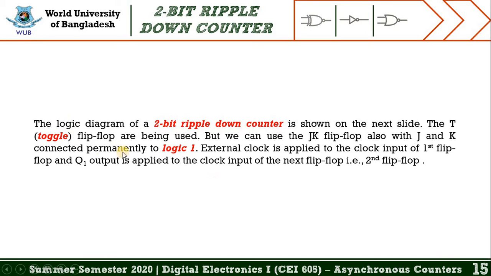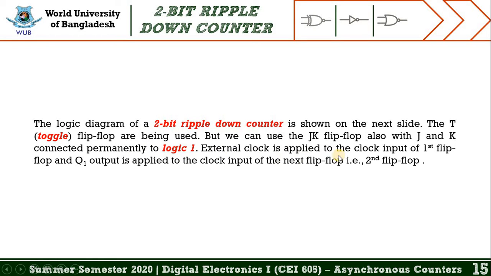Well, this slide represents the 2-bit ripple down counter. The logic diagram of a 2-bit ripple down counter is shown on the next slide. The T flip-flop, which is also known as toggle flip-flop, is being used for the design purpose. But we can use the JK flip-flop also, with J and K connected permanently to logic 1.